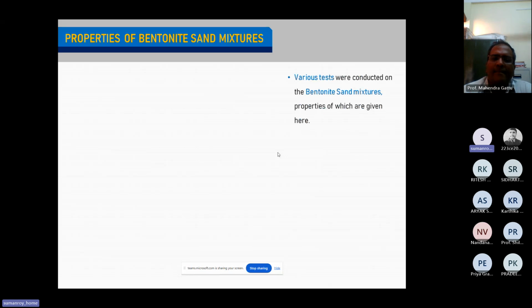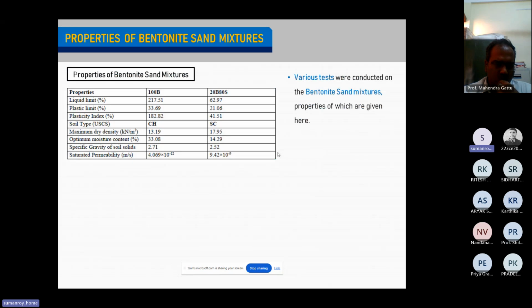Right now we'll take two mixtures of bentonite and sand. One of them will consist of 100% bentonite, that means complete bentonite, and the other will consist of 20% bentonite and 80% sand. So these are some of the properties of the bentonite-sand mixtures: the liquid limit, the plastic limit, the plasticity index, and the soil type. In the case of the soil type, you can see that the full bentonite is a high plasticity soil.